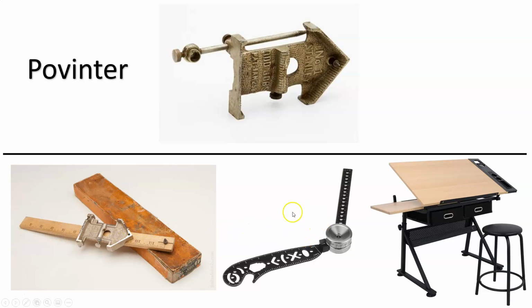So it's similar, I think, in function to a compass or a protractor, something like that. So I've extracted here an image of something that's commonly used today as a protractor or a compass, but it's an uncommon version of that. And here finally we have a drafting table.